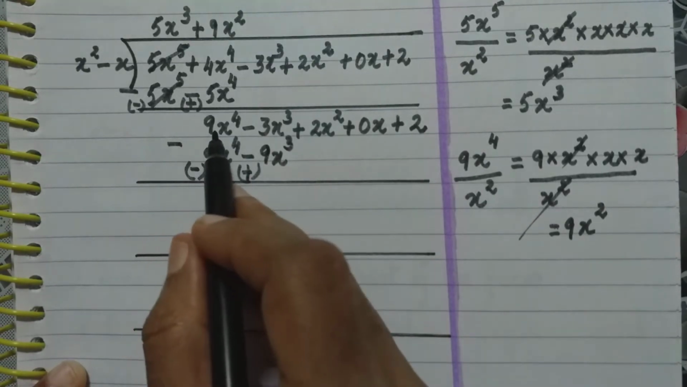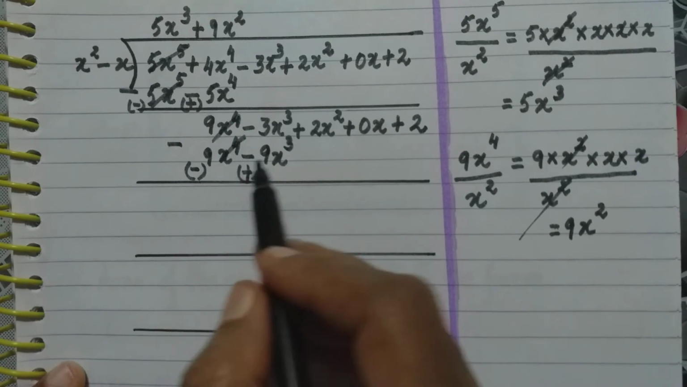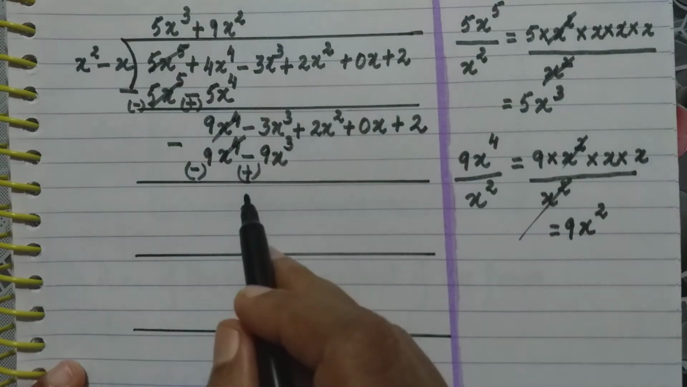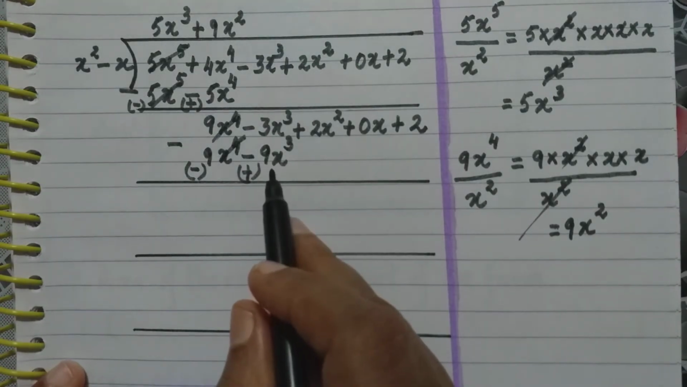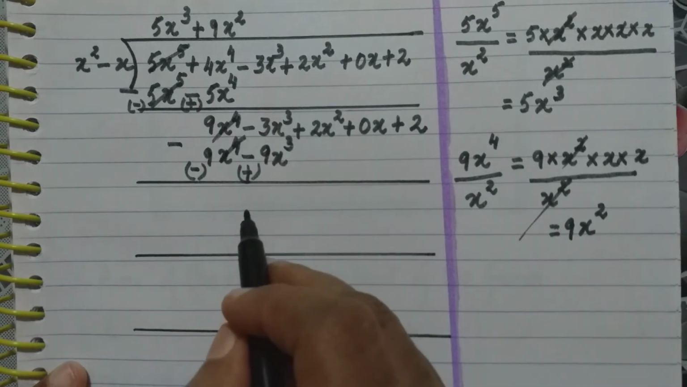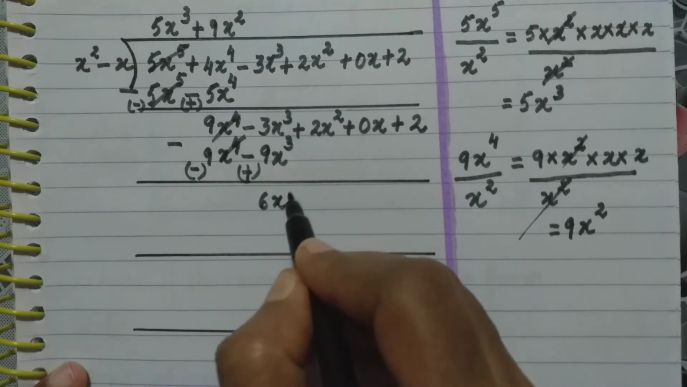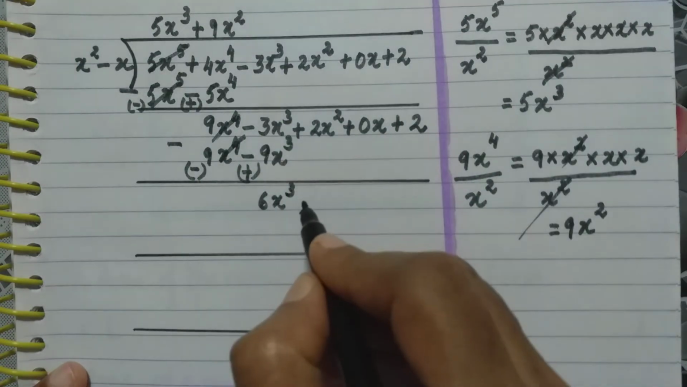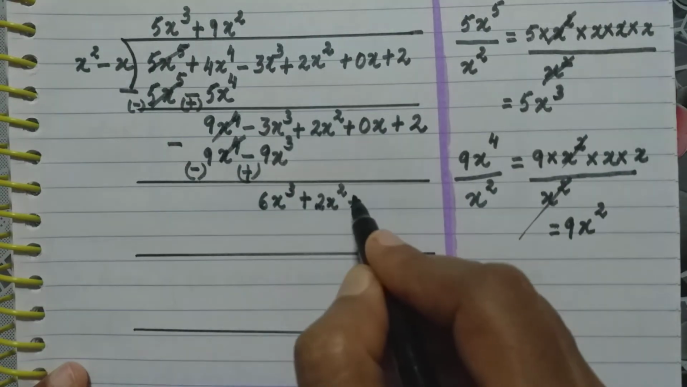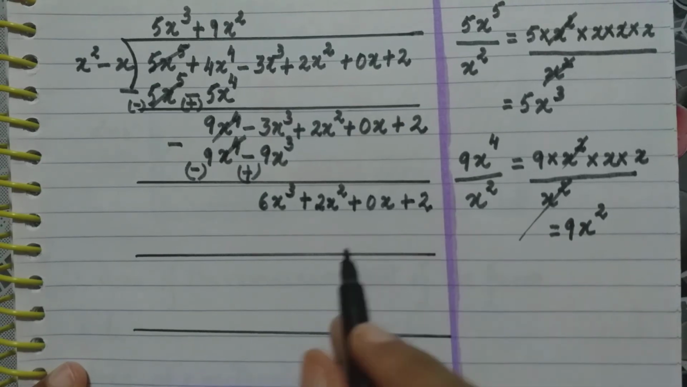So here we have plus 9x raised to 4. Here we have minus 9x raised to 4. That cancels. Here we have minus 3x cube and plus 9x cube. So the sign of the bigger number is plus, so your answer will be plus. 9 minus 3 is 6. So 6x cube plus 2x square plus 0x plus 2.